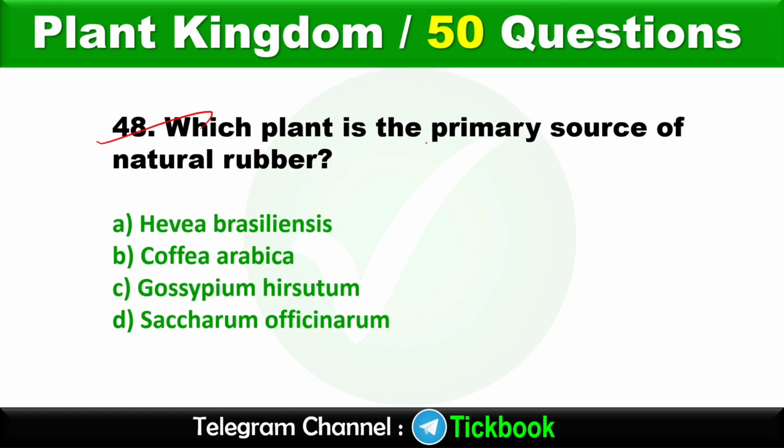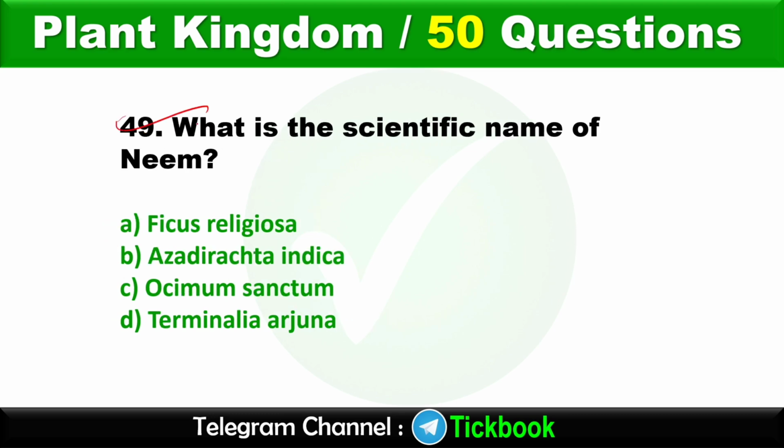48. Which plant is the primary source of natural rubber? Option number A is the right answer, Hevea brasiliensis. 49. Very important. What is the scientific name of neem tree? Option number B is the right answer, Azadirachta indica.